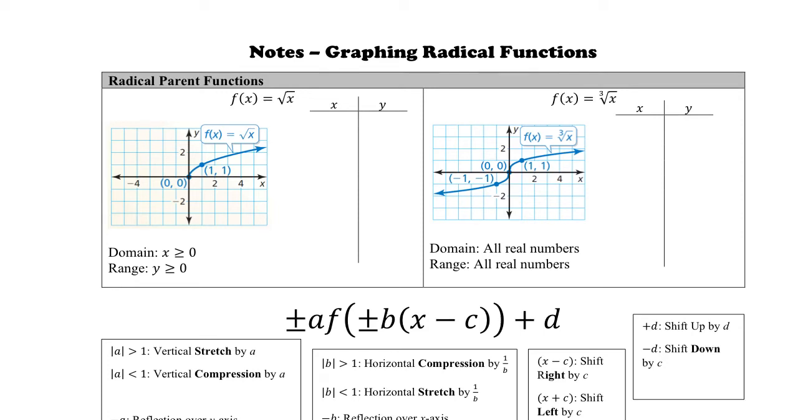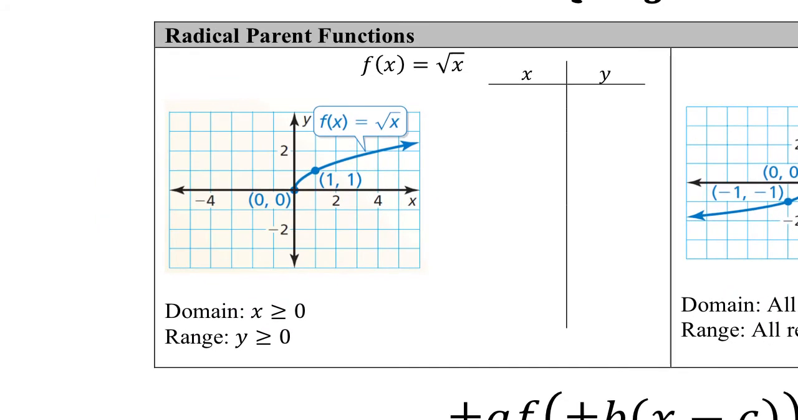Graphing radical functions. So today we're going to talk about two kinds of radical functions, the square root and the cube root. Now these are not the only two radical functions, but all of the other ones follow the same kind of pattern as the square root if it's an even index, and the cube root if it's an odd index. So let's talk about the square root function first.